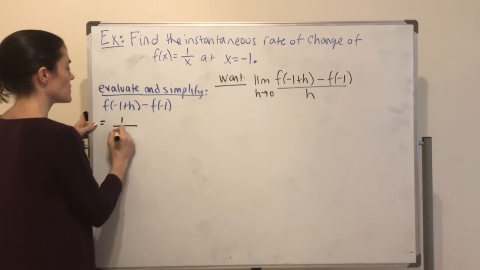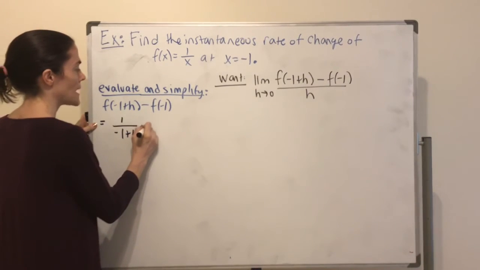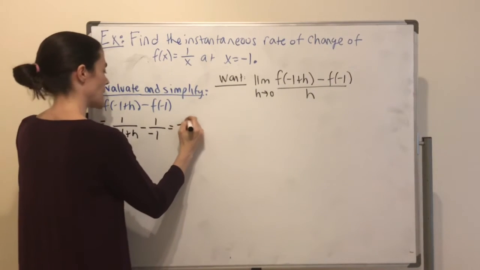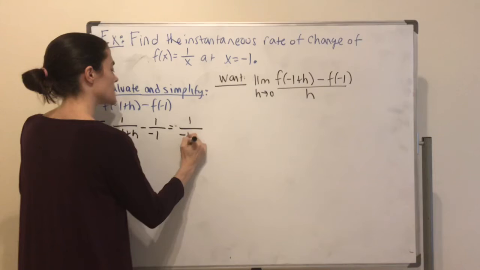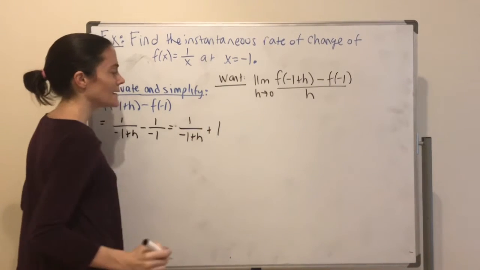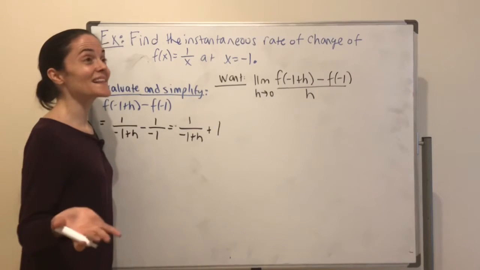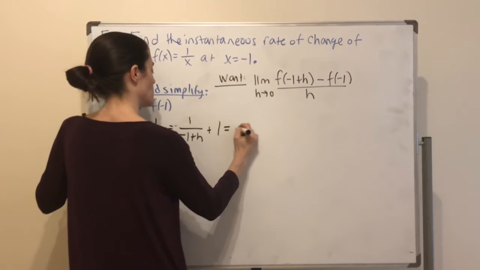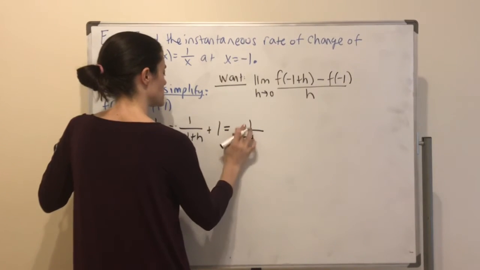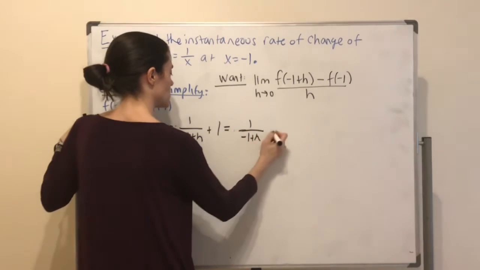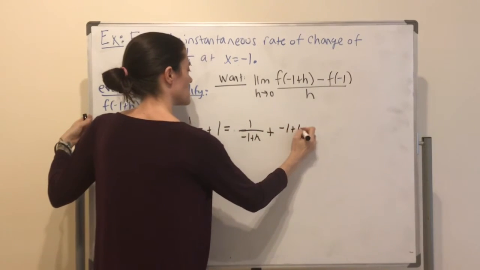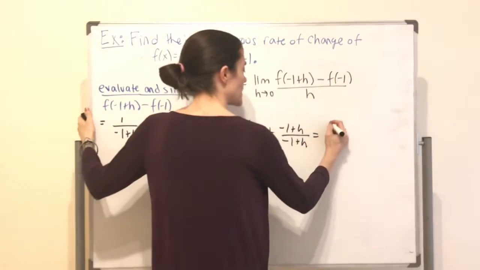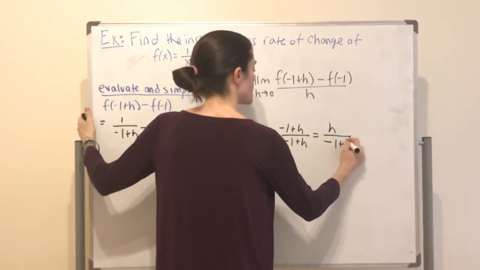We have 1 over minus 1 plus h minus 1 over minus 1. This is minus 1 over minus 1 plus h plus 1. Now, let's simplify this, meaning let's get a common denominator and add. The common denominator is minus 1 plus h. And when I add, what do I get? h over minus 1 plus h.